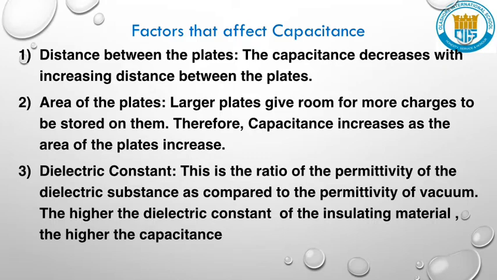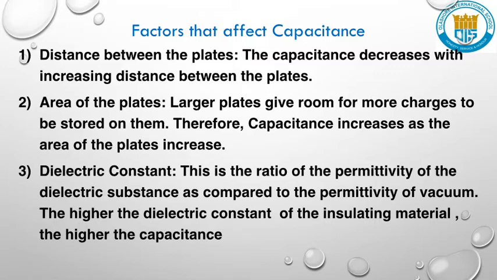And vice versa. The third factor is the dielectric constant. Remember we said that in between the plates there is a material called a dielectric substance. That material is an insulating material. Now the dielectric constant is the ratio of the permittivity of that substance to the permittivity of vacuum. Now every material has an extent to which it allows charges to flow through it.